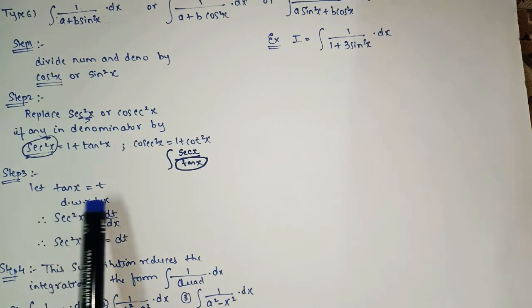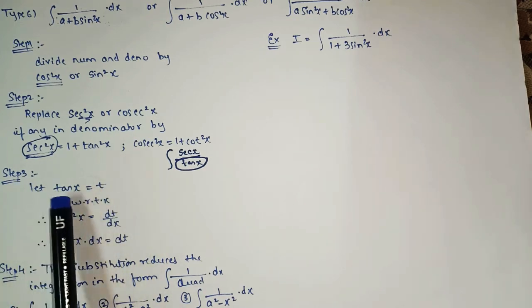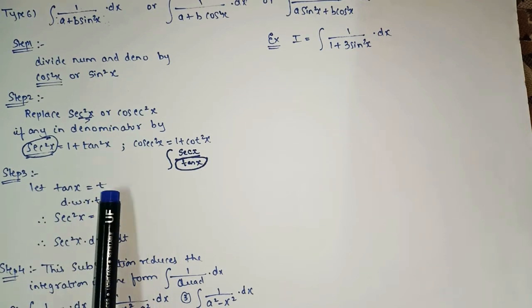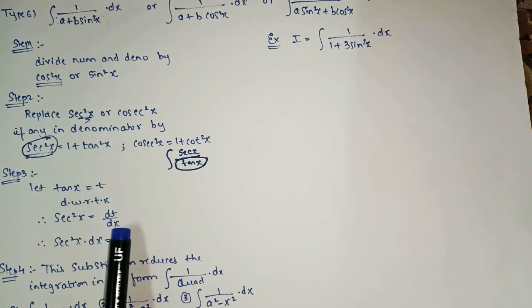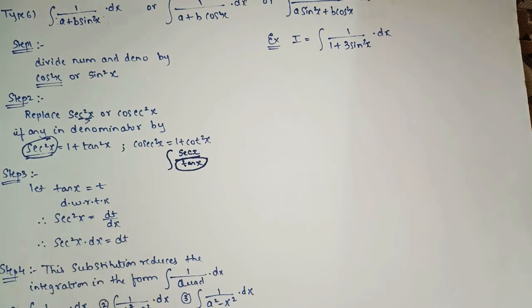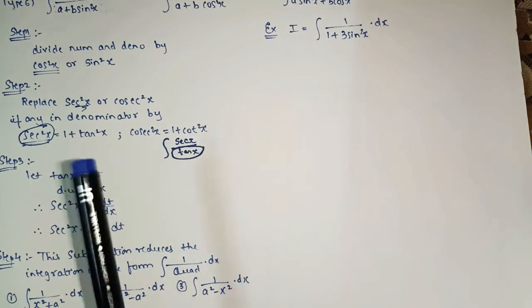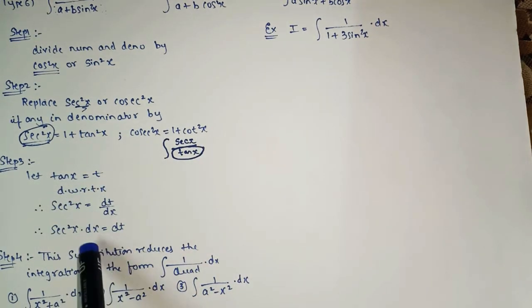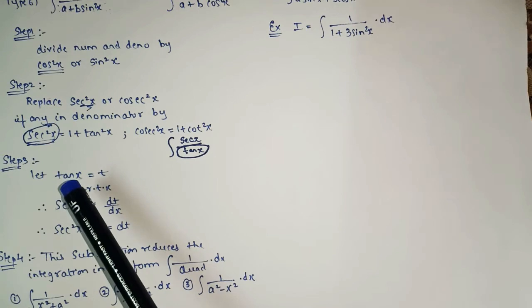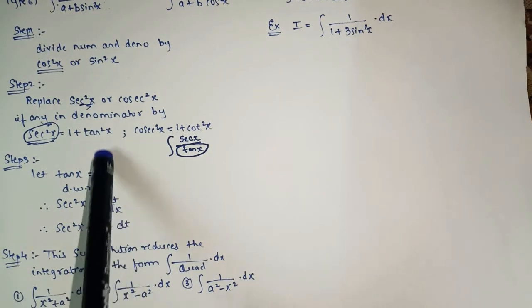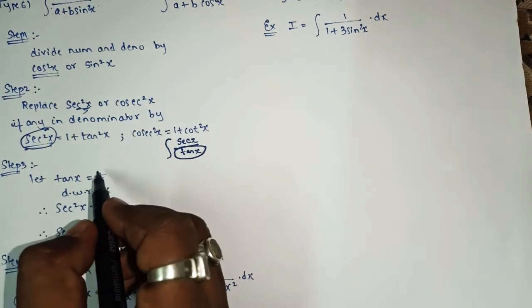Here it is a little different. Now we'll find the derivative with respect to x directly. No need of shifting this tan to the right hand side. Direct tan x derivative is sec square x, and t derivative is dt by dx. We'll shift this dx to the left hand side. So here you will get sec square x into dx equals dt. In short, here also in type number 6, each and everything will get converted into t.